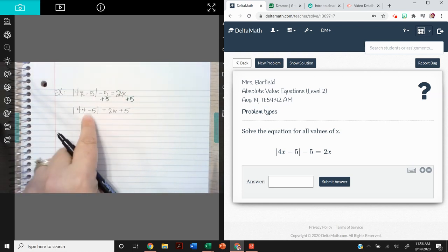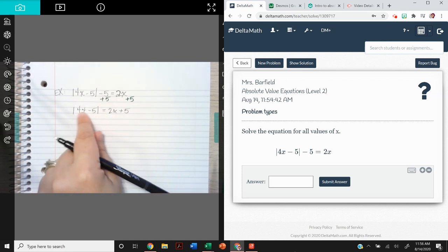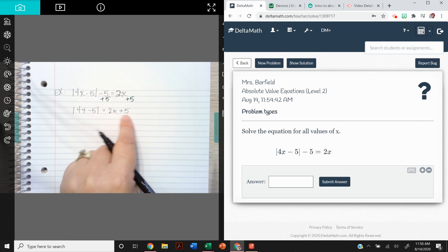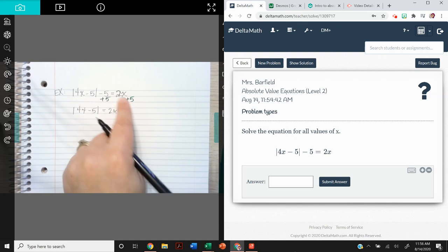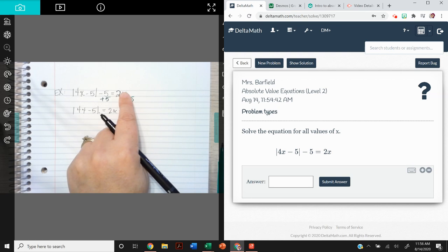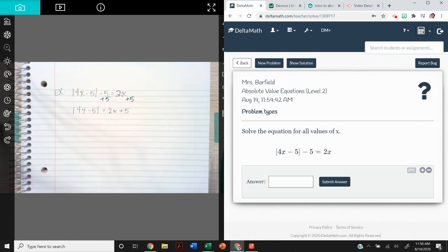That's an x, I'm sorry. So the absolute value of 4x minus 5 equals 2x plus 5. Notice I didn't add those. These are not like terms, and I didn't say that in my last video, and I should have. You can't add those up. That doesn't equal 7x. They either both have to have an x, or they both have to not have an x. So I have to write it this way.